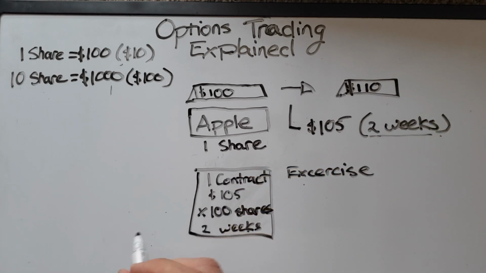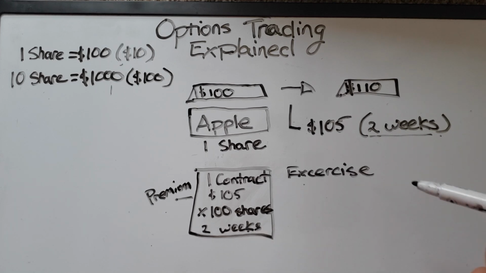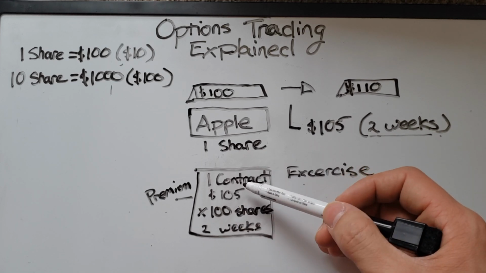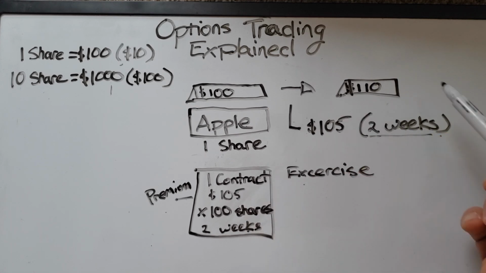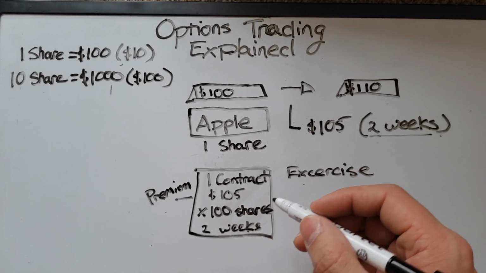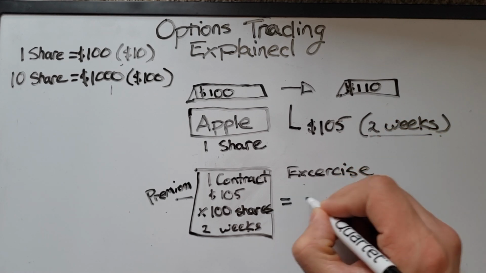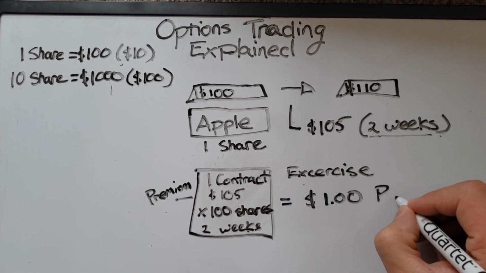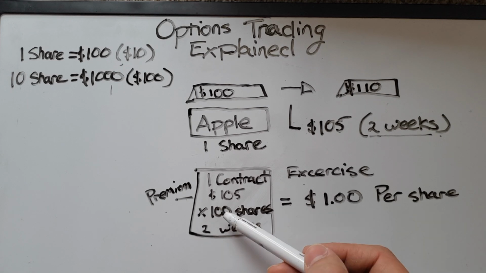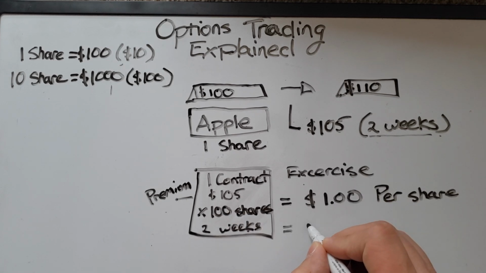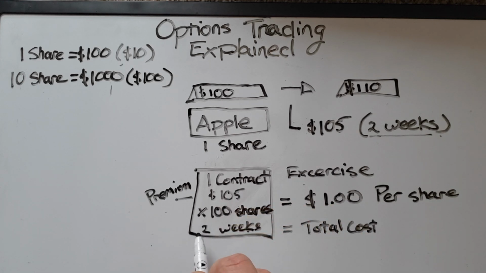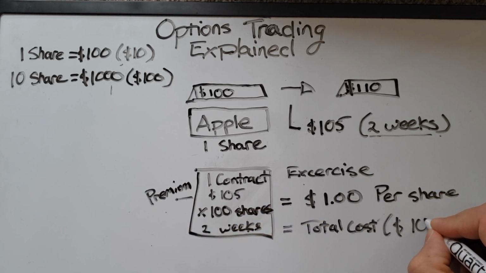Now, every contract has a premium. Think of it as a down payment. You're buying the right. You're putting a down payment on the fact that you want to purchase this stock for $105 anywhere between now and the next 2 weeks. Let's say the premium for this contract is $1. This would be per share, because when you purchase a contract, you are buying the right to 100 shares. So your actual total premium to purchase a contract would be $1 times 100, obviously $100.